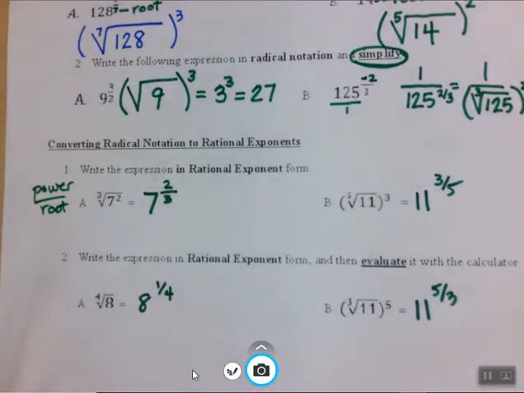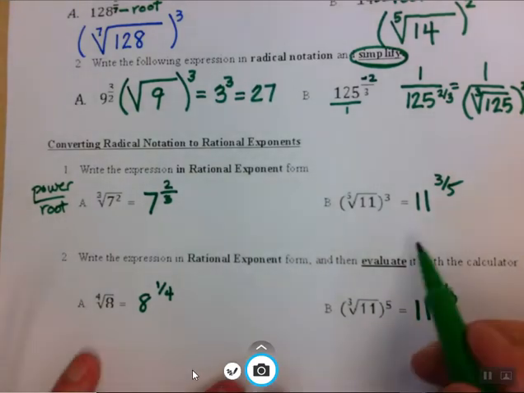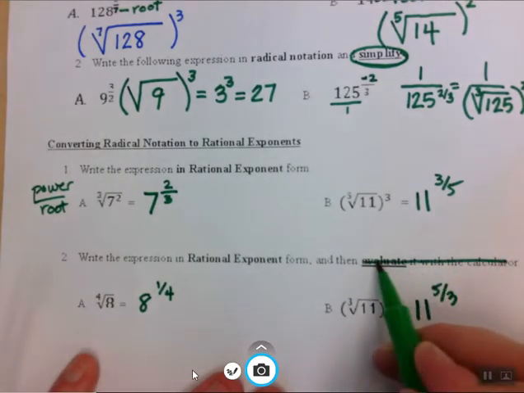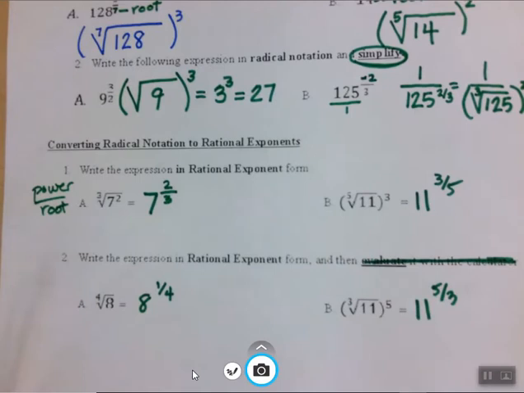Okay, do you guys have any questions before I turn the page? I decided not to evaluate it on the calculator because you're never going to be asked to do that, so I just took that off, okay? All right, let's turn the page then.